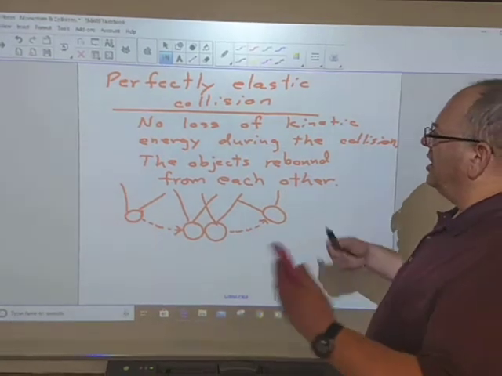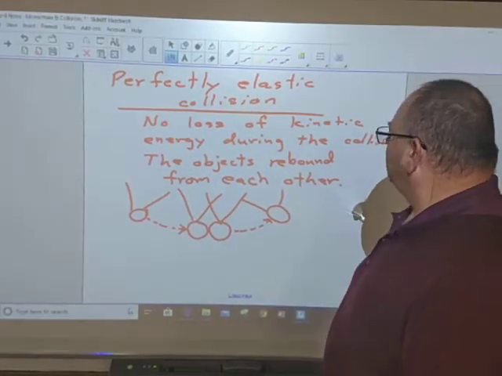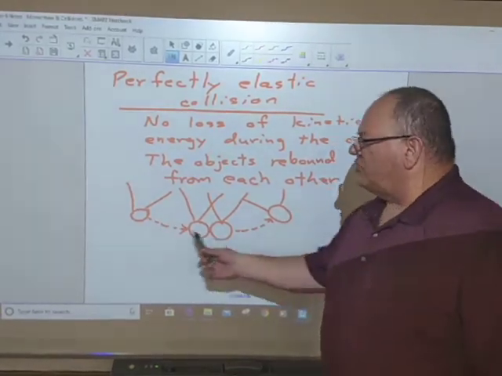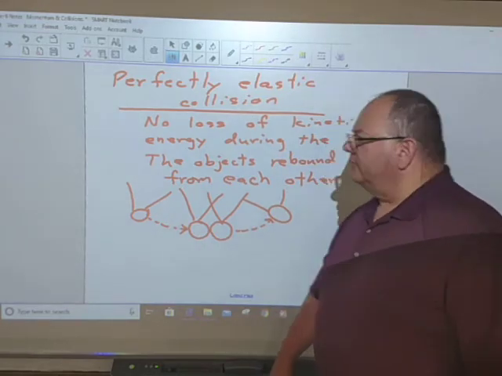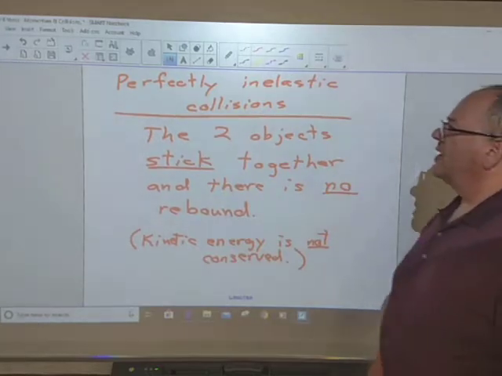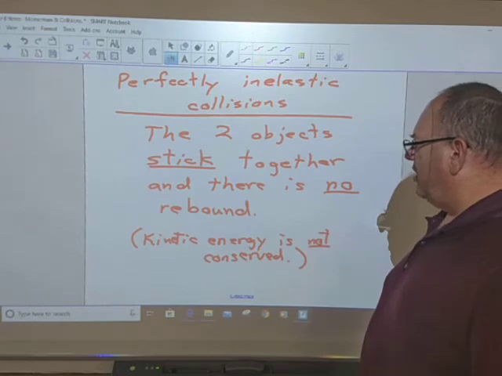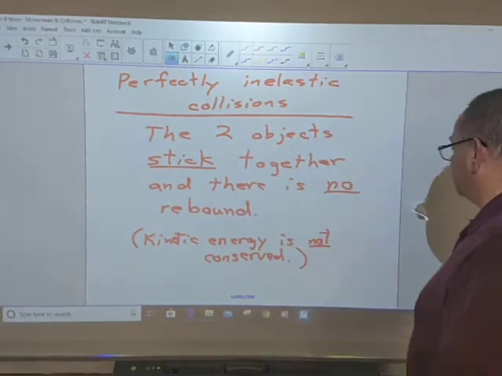All right, review. Perfectly elastic collision. No loss of kinetic energy during the collision. This is an example. I was trying to draw like a Newton's cradle, and I'm going to share a video of Newton's cradle with you. Perfectly inelastic collision, they stick together and there's no rebound whatsoever. Okay? In that case, kinetic energy is not conserved.